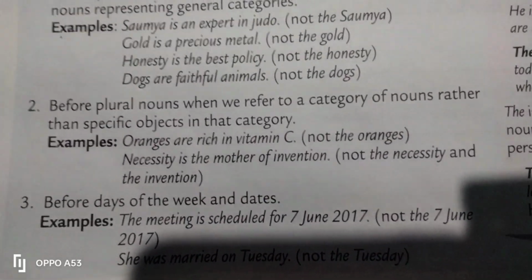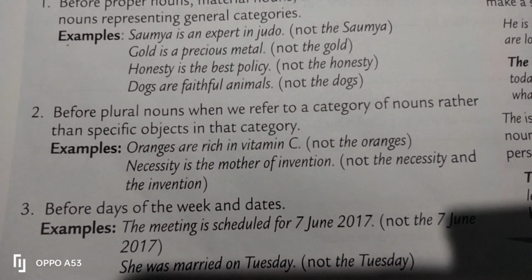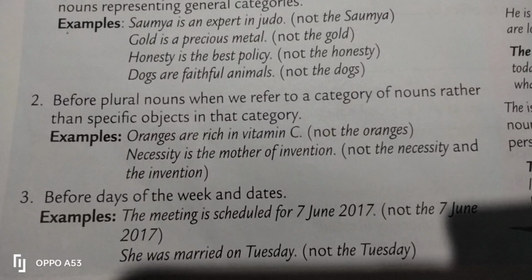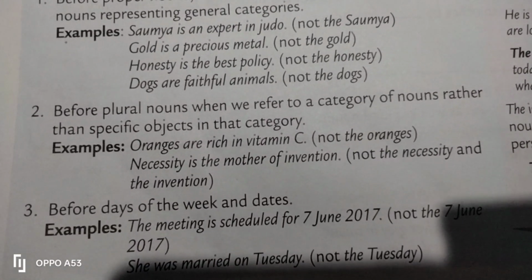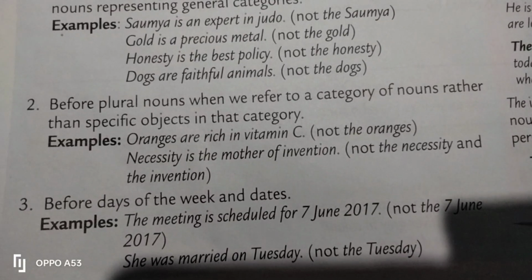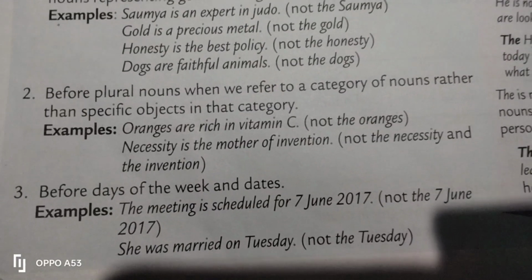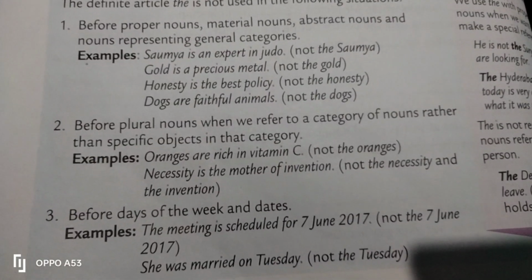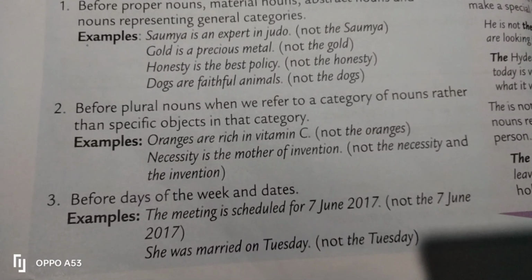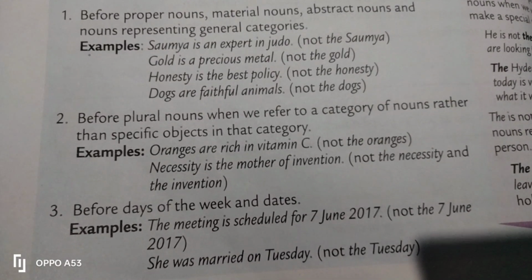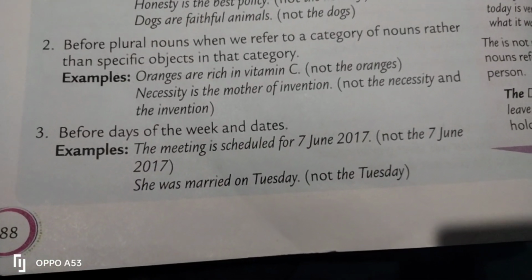Now the second rule, where we are omitting the definite article: before plural nouns, when we refer to a category of nouns rather than specific objects in that category. So for example, oranges are rich in vitamin, not the oranges. Why? Because they are plural nouns.